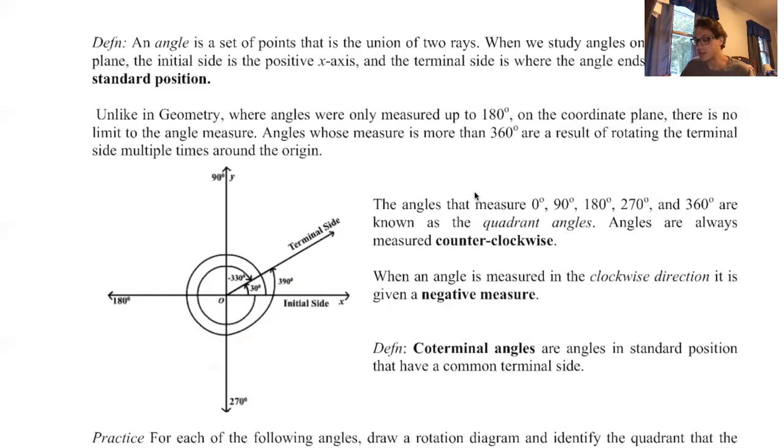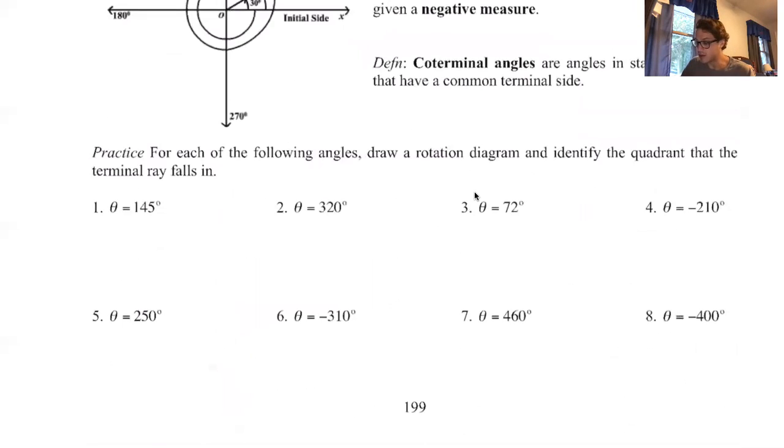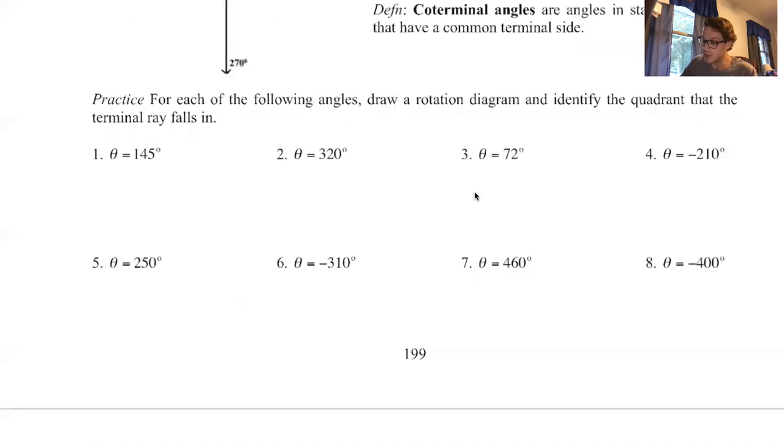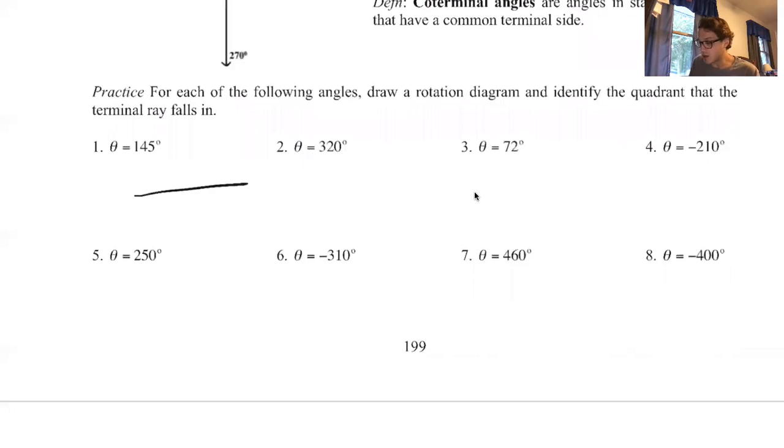But the key takeaway is, for positive angle measurements, we start here and we go around to the left. For negative angle measurements, we start here and we go around to the right, okay? And those quadrant angles are always going to help situate us and figure out where they are. So let's get some practice with that so we understand. In these, we want to draw a little rotation diagram and identify the quadrant that the terminal ray falls in. So in order to do that, we need to actually draw our quadrant or axes here.